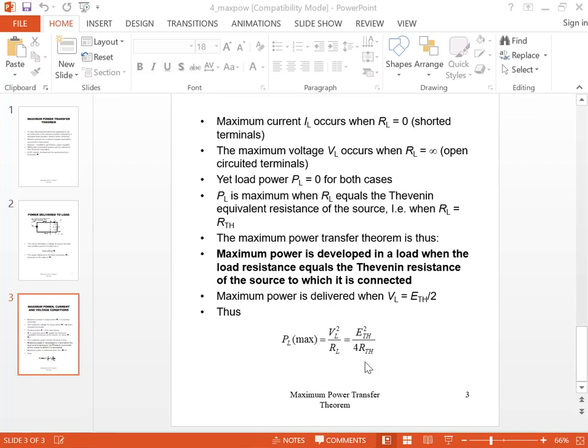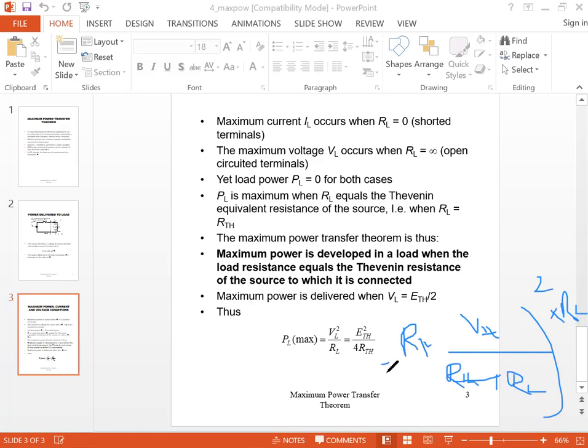Okay. So this is the maximum power theorem, or as we see in our first slide, RTH, VTH divided by RTH plus RL, square into RL. So this is the final maximum power transfer formula, as we see in our other slide.